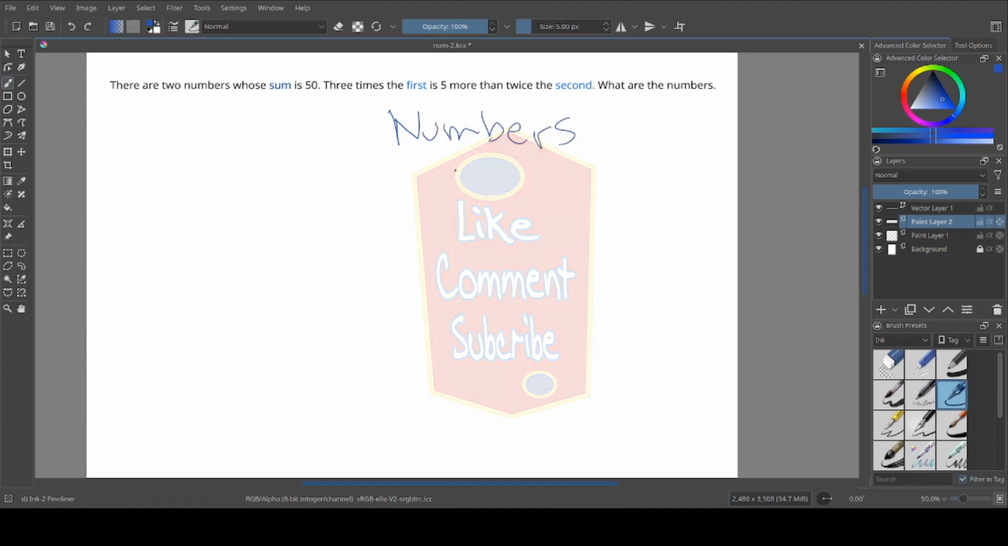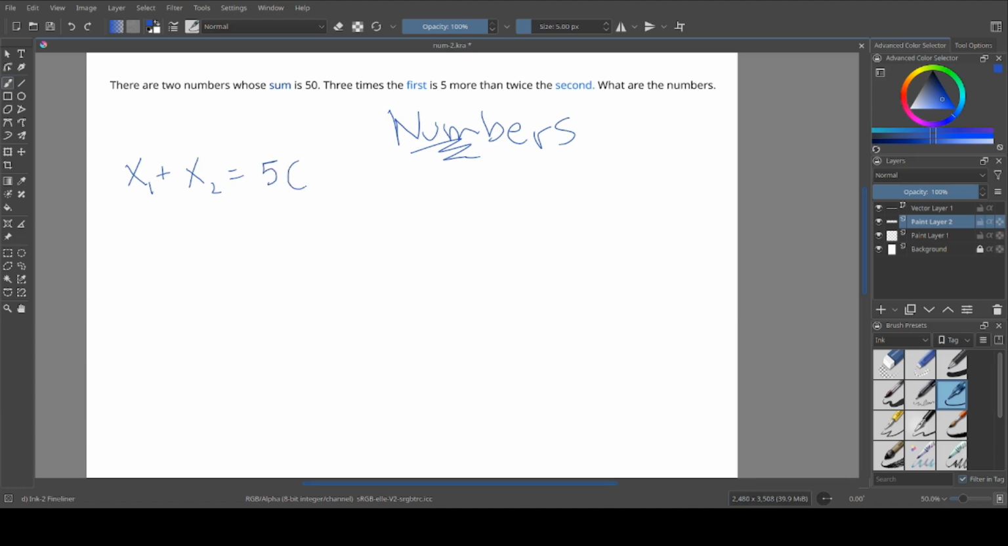Alright, there are two numbers whose sum is 50. So I can stop right there. If you want to, I can say I have an x1 plus an x2 who equals 50. So it's very important to understand what it's asking. 3 times the first. So here's my first. So I can say, I'll put it over here. 3 times x1. And I'm going to get rid of those 1s eventually. 3 times the first is 5 more than a second.